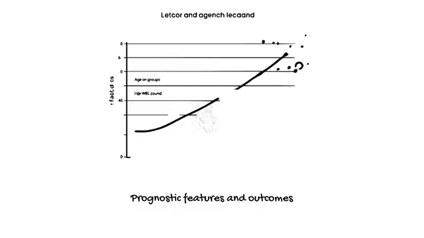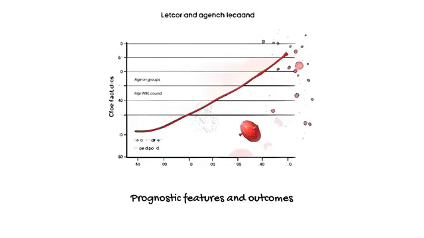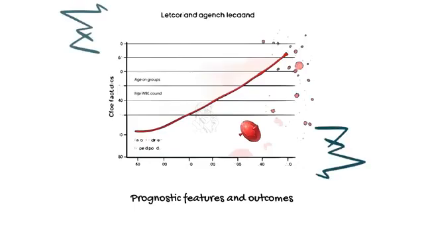Infants below 1 year and adults above 60 have poorer outcomes. WBC count more than 50,000, Philadelphia chromosome positivity, t(9;22), MLL rearrangements, or hypodiploidy confer poor prognosis. On the other hand, hyperdiploidy and t(12;21) with TEL-AML1 fusion carry favorable prognosis.